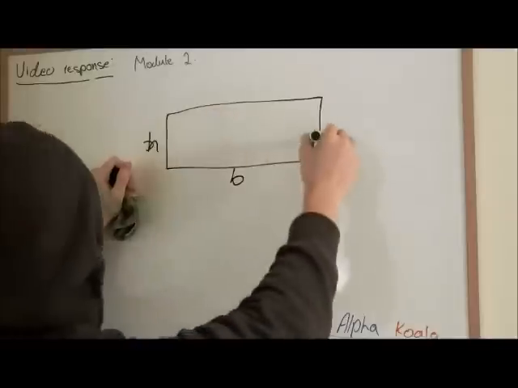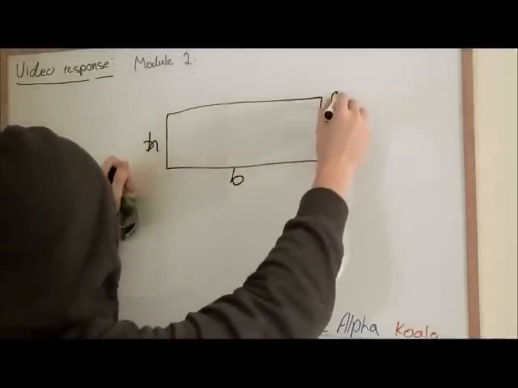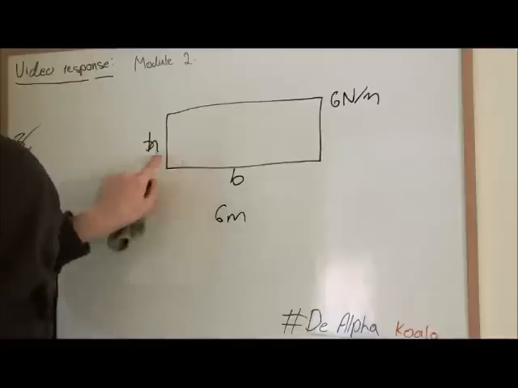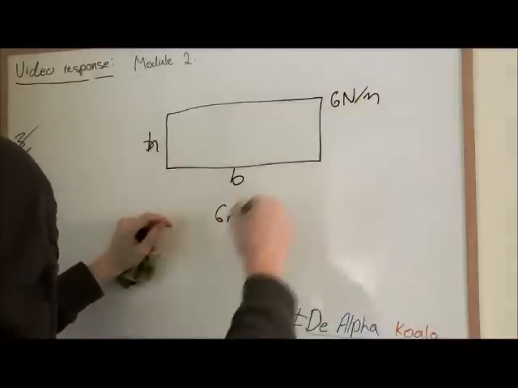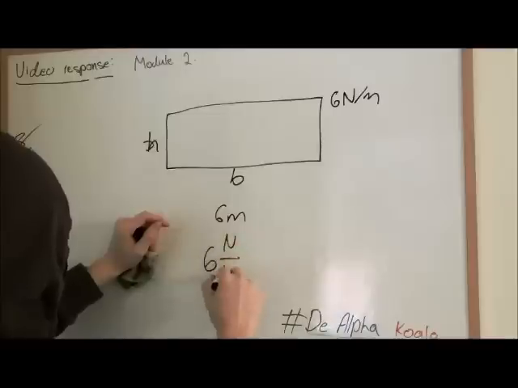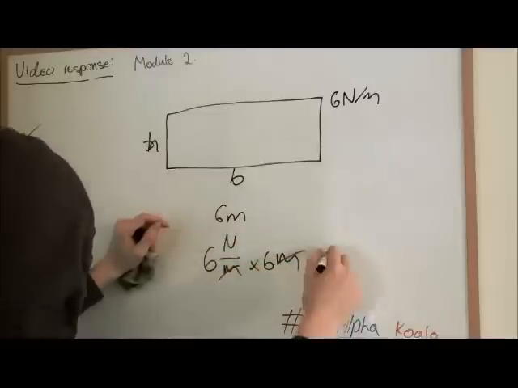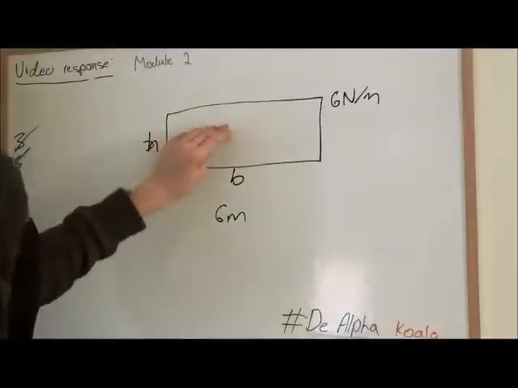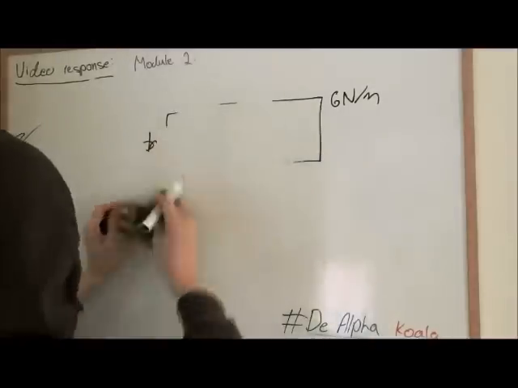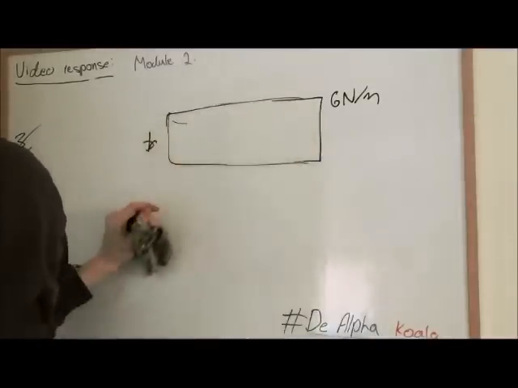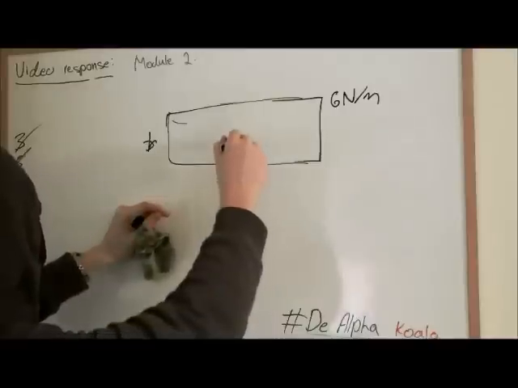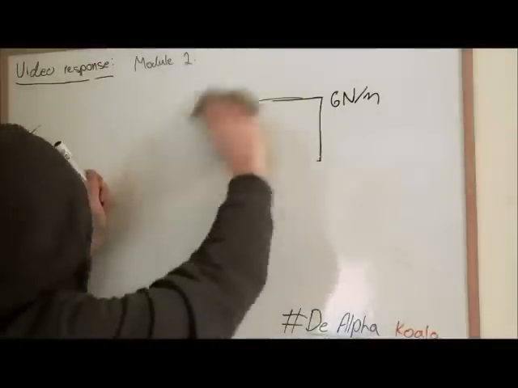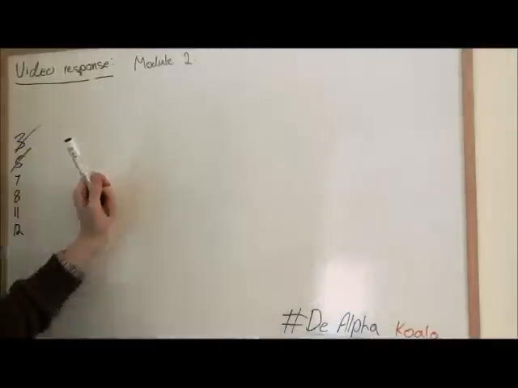If your height is in newtons per meter, we'll just call it 6 newtons per meter, and your length is in meters, we'll call it 6 meters, then base times height gives you 6 newtons per meter times 6 meters, which cancels out the meters, and you'll have 36 newtons, which is a force, and that's what we want. So to calculate the total force, we just calculate the area. And because it's a rectangle, if the force is uniformly spread, it'll act straight down the center. That's probably fairly intuitive. Okay, now we have to look at triangles.